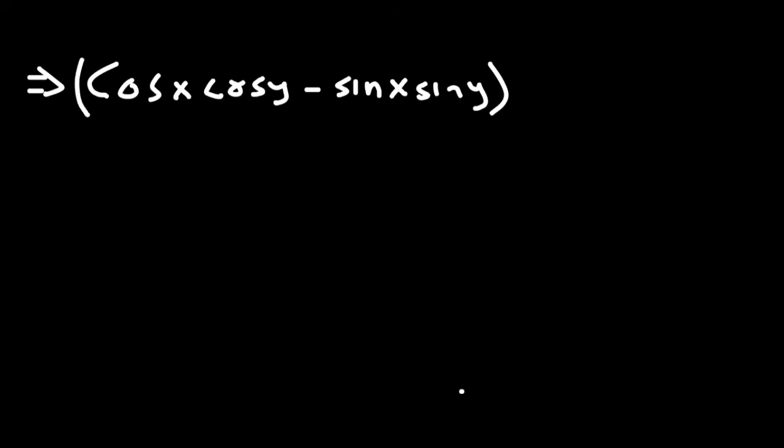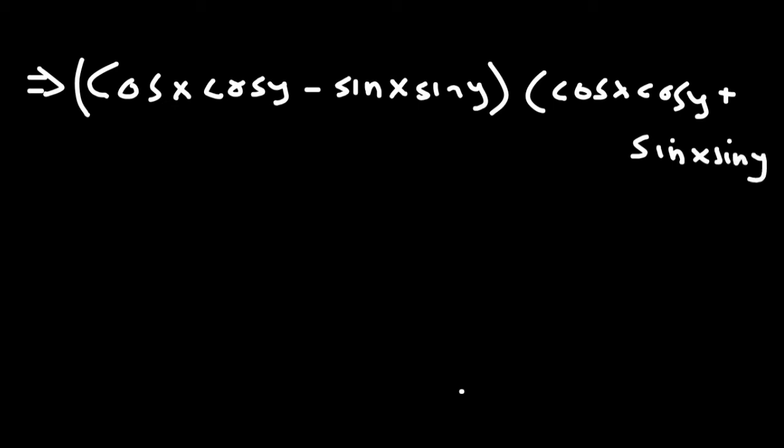Then the second one is cos(x − y). Everything will remain the same except the sign. So we're going to have cos x cos y, then the sign is going to switch to positive, so positive sine x sine y, enclosed in the brackets.